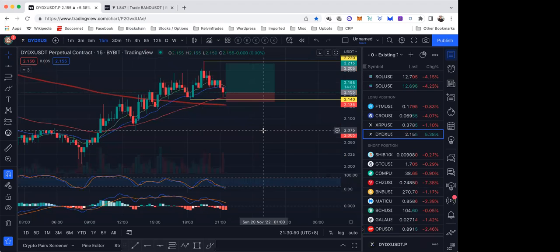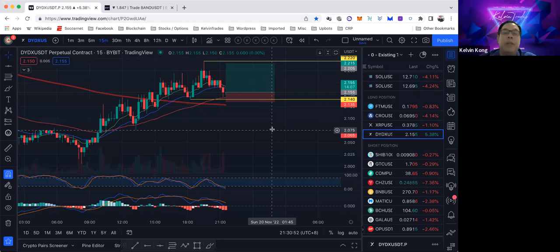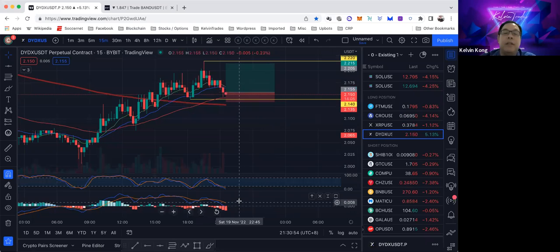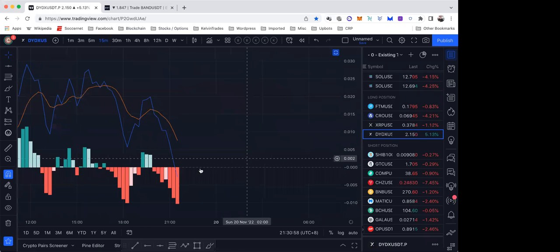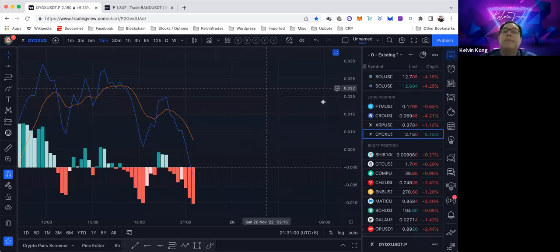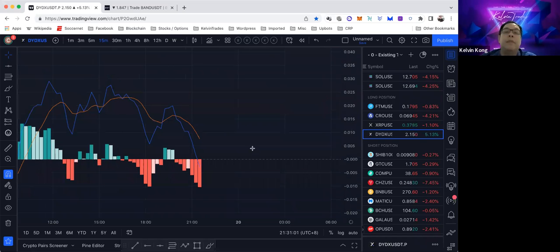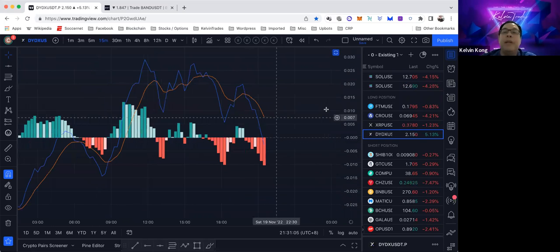But with DYDX, we still need to wait for the stochastic to point out, right? It's a bit dangerous because the MACD has fallen below zero. So if it doesn't come back up, DYDX will probably go down.